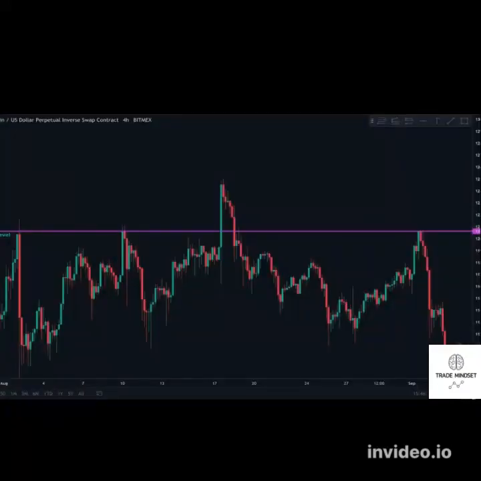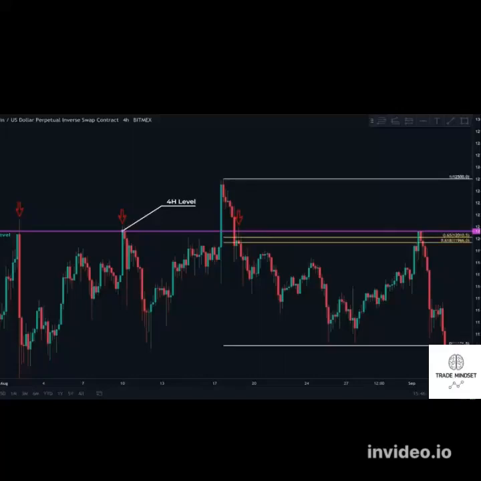Take a look at this Bitcoin chart. The first thing that we see here is that this 4-hour level acted as resistance multiple times, so we draw the resistance level. Then we look for confluence at this level. If we take our Fibonacci retracement tool, we can see that the CC is just next to it.